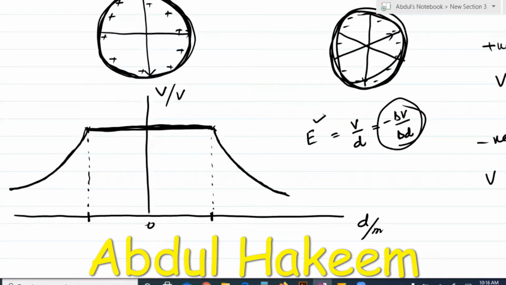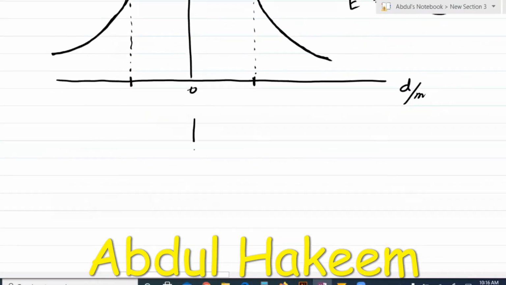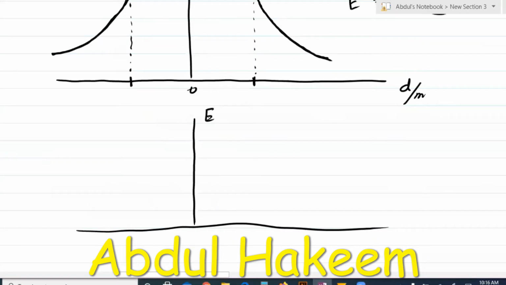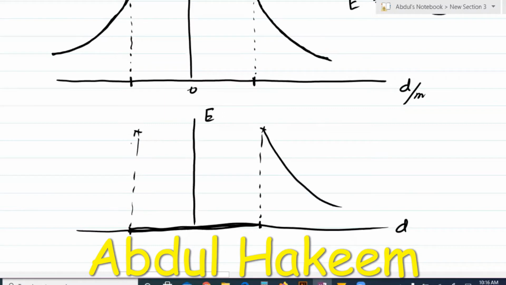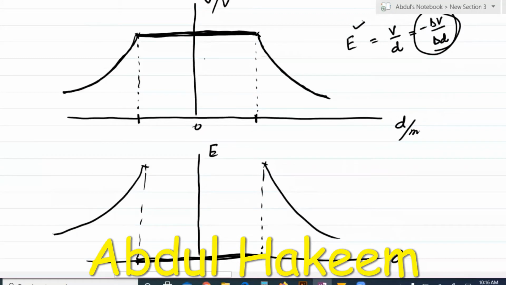Suppose we draw again the electric field strength graph against D. This is electric field strength, this is D, this is the radius, this is the radius. Between the two radii, electric field strength is 0. At the surface, it's maximum, and then it gradually decreases. So look at the two graphs. Here, from this R to R, the gradient is 0. That's why from R to R, electric field strength is 0.